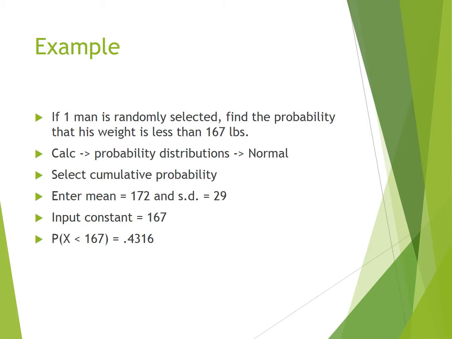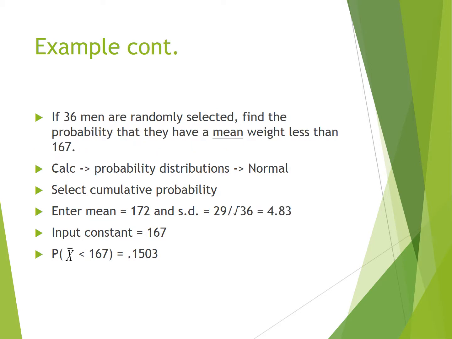Let's continue with this example now and find the probability that the average of the weights of 36 men is less than 167. This time, remember, the mean of x bar is the same thing as the population mean, so it's still 172. But the standard deviation for sample means is the population standard deviation of 29 divided by the square root of 36, which is 4.83. So you enter in the standard deviation being 4.83. The input constant is still 167.